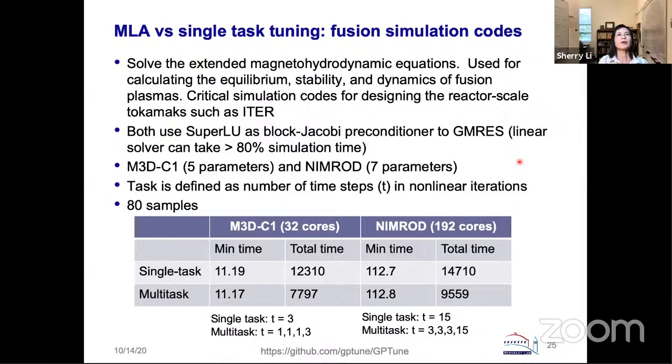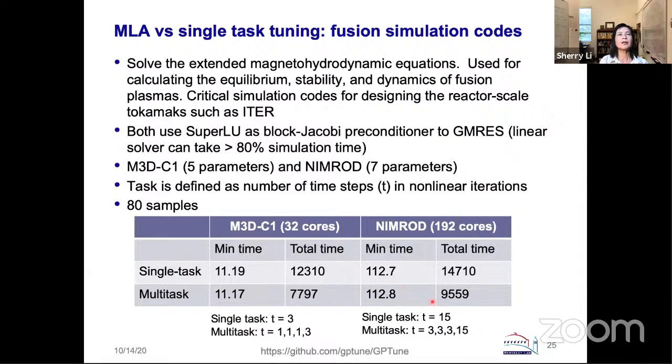And the linear algebra problem actually dominates their simulation. So they have a linear system, and the linear solver is GMRes, using SuperLU as a block Jacobi preconditioner. It's a sparse linear system. And the majority of the time, almost 80% of the time, could be there. So the 2 codes have different characteristics. One has, currently we tune only 5 parameters. The other one, we tune 7 parameters.